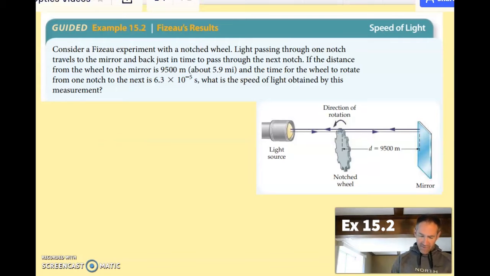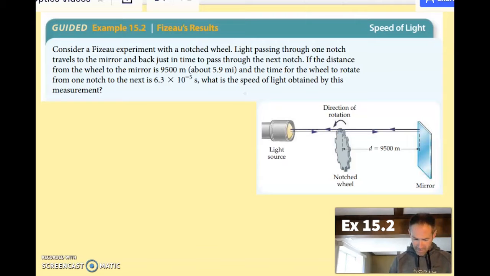It says you have a Fizeau experiment, and now remember what Fizeau did. He shined a light through a cogged wheel, and the light was able to pass through one of the open spots in between the teeth of the wheel. It made a long trip to a mirror, came back, and if the wheel was rotating just right, it rotated around so that the next gap was set up so that the light could pass right through it.